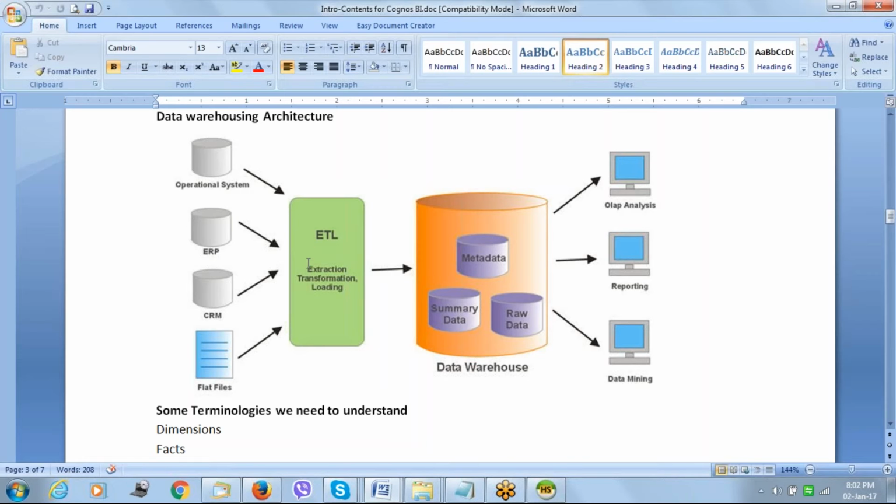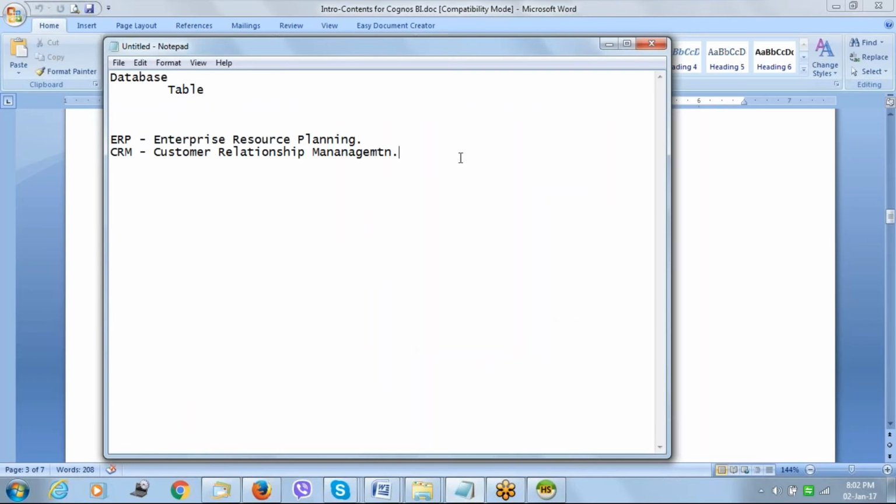So there is a process called ETL. So extraction, transformation and loading. Using extraction, transformation, loading, there are multiple tools like Informatica, DataStage, Cognos DataStage. Extraction, transformation, loading. The unwanted data will be removed, will not be moved to the data warehouse. That is second point. And another thing is data warehouse is a place where we store history of data.